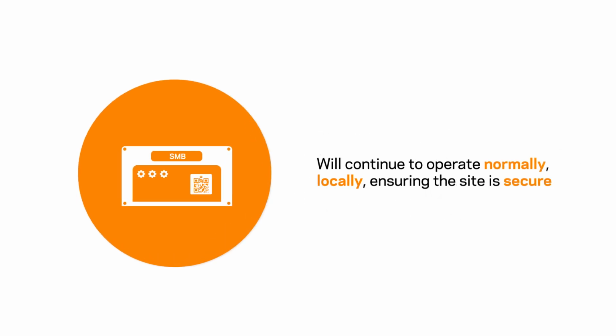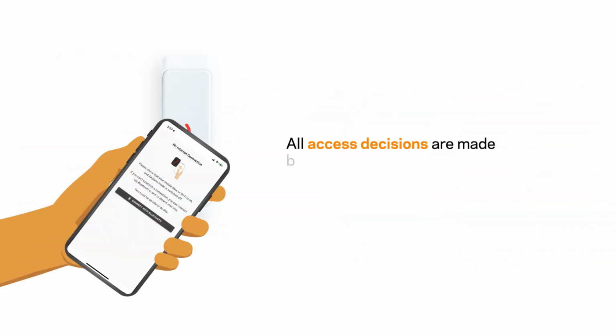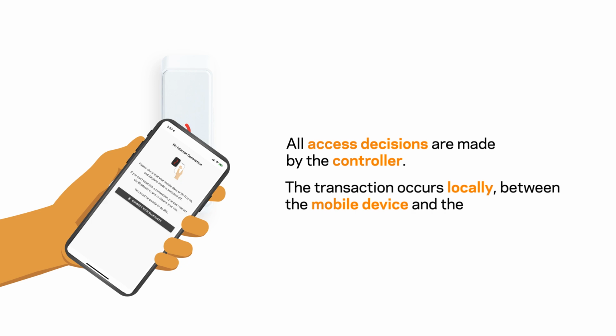If the controller loses connection to the cloud, it will continue to operate normally, locally, ensuring the site is secure. All access decisions are made by the controller. The transaction occurs locally, between the mobile device and the reader.